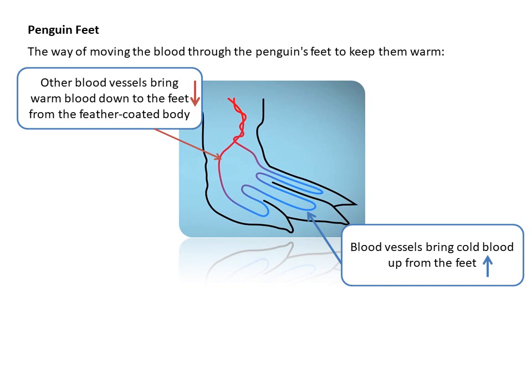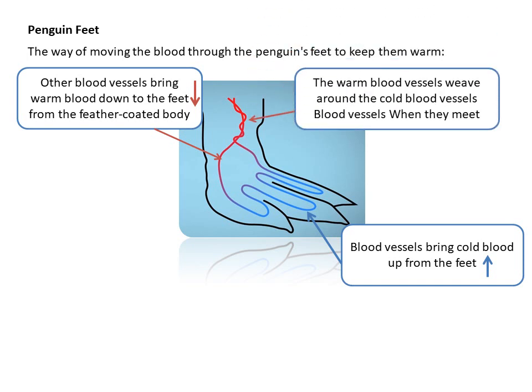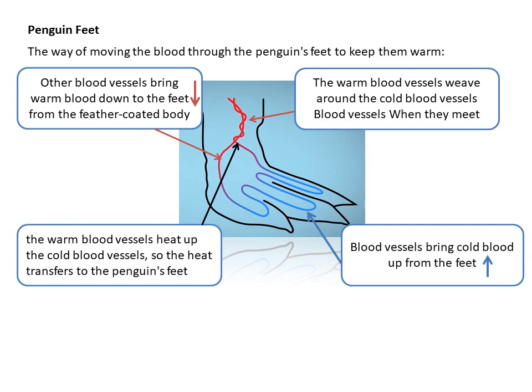So the feathers and the fat layer keep the blood warm, and the blood vessels bring it down, while the blood vessels in the toes of the penguin's feet bring cold blood up. The warm blood vessels wave around the cold blood vessels. They wave around, as you can see, it coils when they meet, where the warm blood vessels heat up the cold blood vessels, so the heat transfers to the penguin's feet.